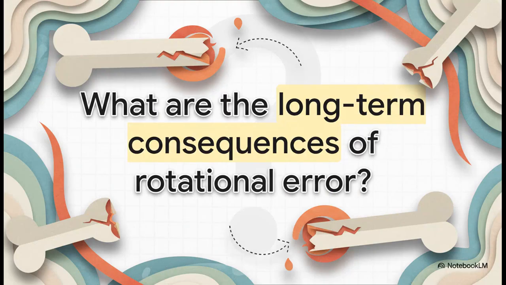So let's leave you with this thought to chew on. Imagine you miss a subtle rotational error in a kid's femur fracture. What does that look like when they're an adult? You're talking about a lifetime of abnormal gait, uneven wear and tear on their joints, and maybe even early degenerative disease. It's the ultimate proof that getting the description right isn't just some academic exercise, it's everything.